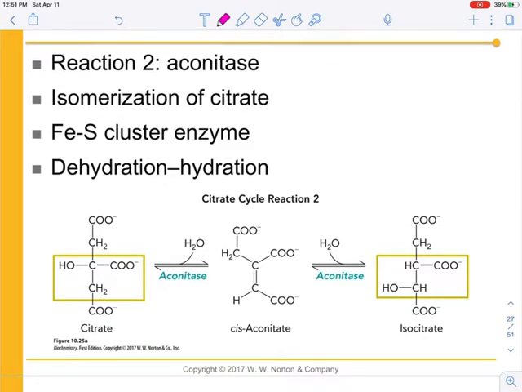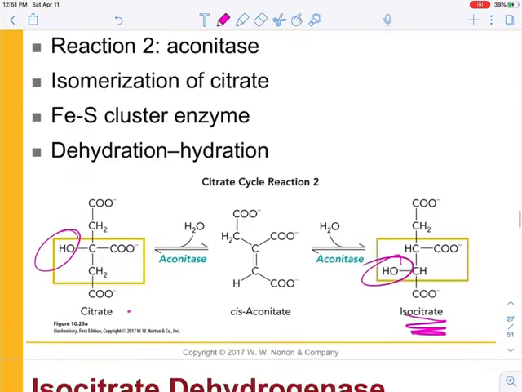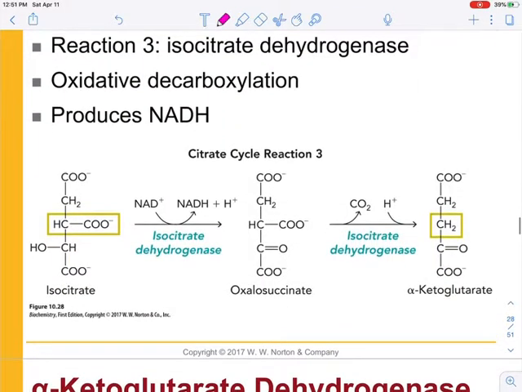Aconitase is going to add a water and then remove a water to move this hydroxyl group. So you're going to go from citrate to isocitrate, and then this isocitrate is going to be decarboxylated to form your first NADH. So we're going to move some hydrogens to form that NADH, and to form a 5-carbon alpha-ketoglutarate. So 1, 2, 3, 4, 5 here, and we lost 1 carbon dioxide.